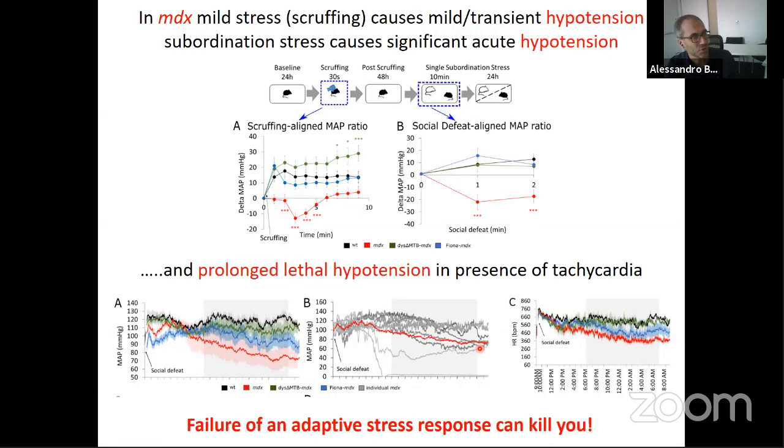Okay, so this is for the stress physiology in the audience, and we still don't have an answer on what exactly is the mechanism, but it's definitely a support to the idea that it's not just an exaggerated stress response that can kill you. It's also the failure of an adaptive stress response that can kill you. And this is, to my knowledge, one of the most dramatic evidences that this is the case.